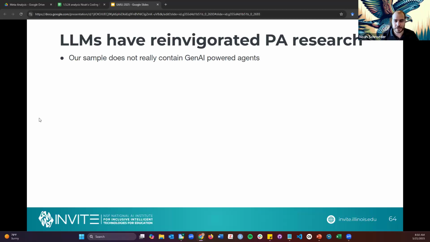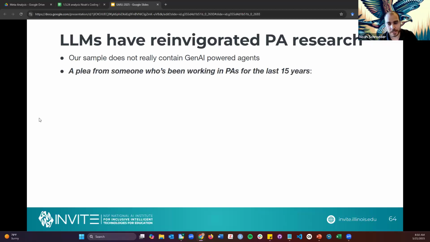And so here are some general things to know. Our sample doesn't really contain any generative AI agents. Our searches were conducted in the end of 2023. ChatGPT came out at the end of 2022. There really wasn't a lot of research around agents and LLMs at that point in the literature. So our results speak to the research before that. That's a really important condition to understand.